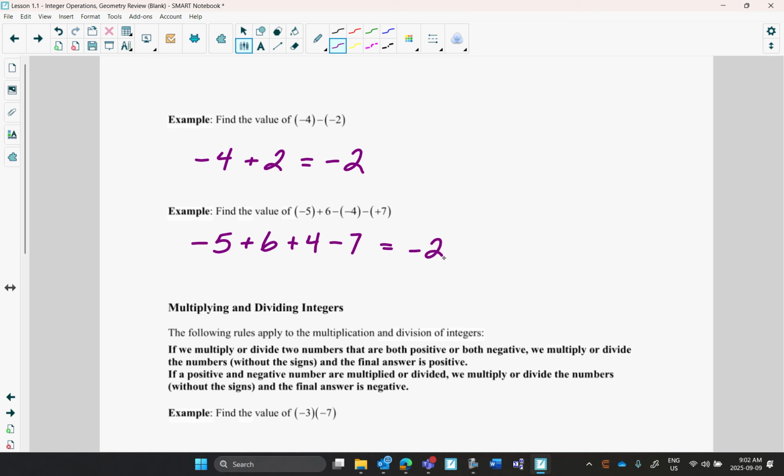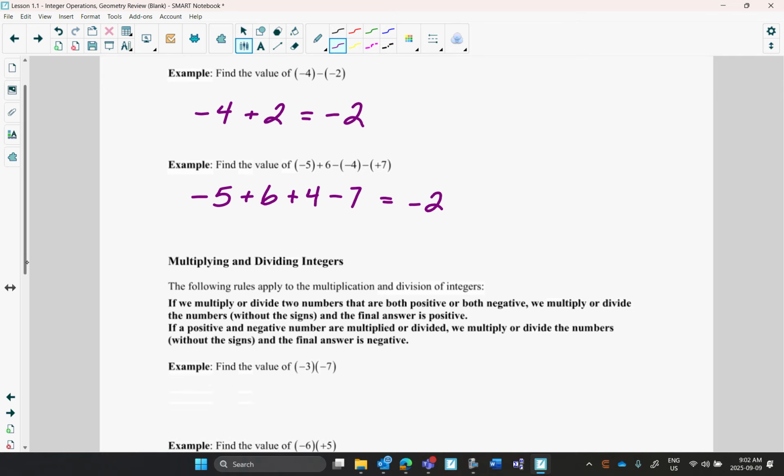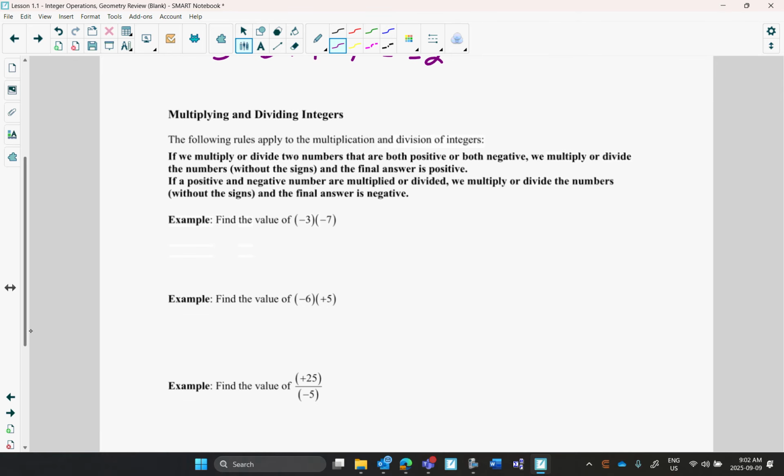So that's a quick look at adding and subtracting. Multiplying and dividing follow the same rules as when we have parentheses and we're adding or subtracting. If you multiply two positives, it's a positive answer, and you just multiply the numbers like they don't have signs. If you multiply two negatives, it's also positive. If you multiply a positive by a negative or a negative by a positive, the answer is negative. So really, all you have to do is 3 times 7, and is the answer positive or negative? It'd be positive.